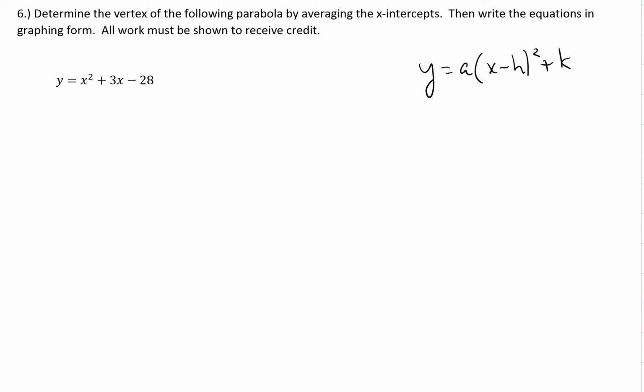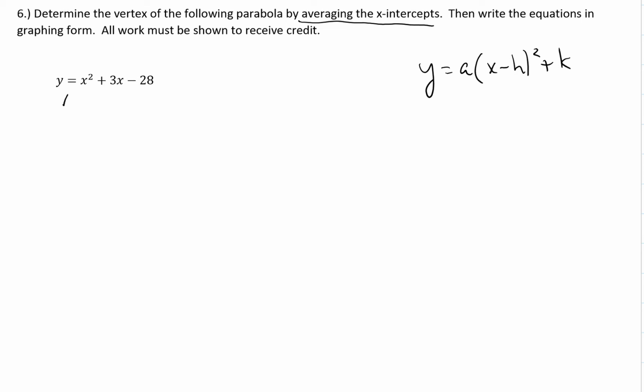Now, the easiest way is to complete the square, but they showed us a technique of averaging the x-intercepts to get the vertex. So it works, and I think it's good to know that you can do it. So the first thing, if we're averaging the x-intercepts, we've got to find the x-intercepts. So that means we need to solve this.